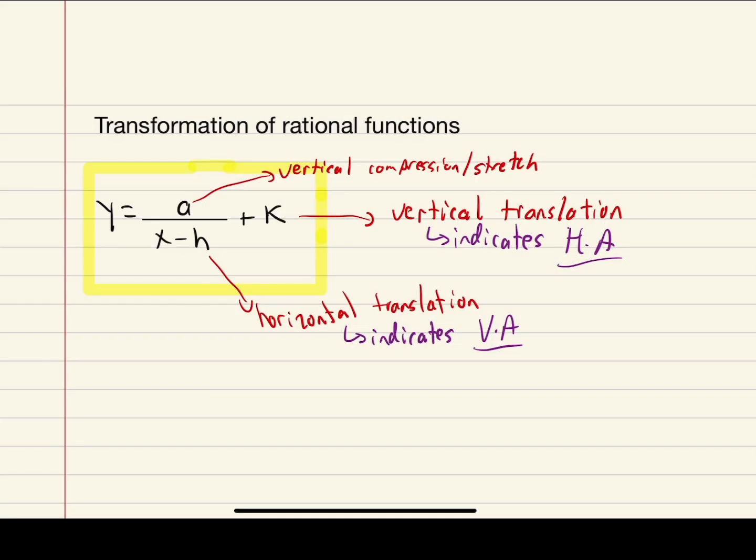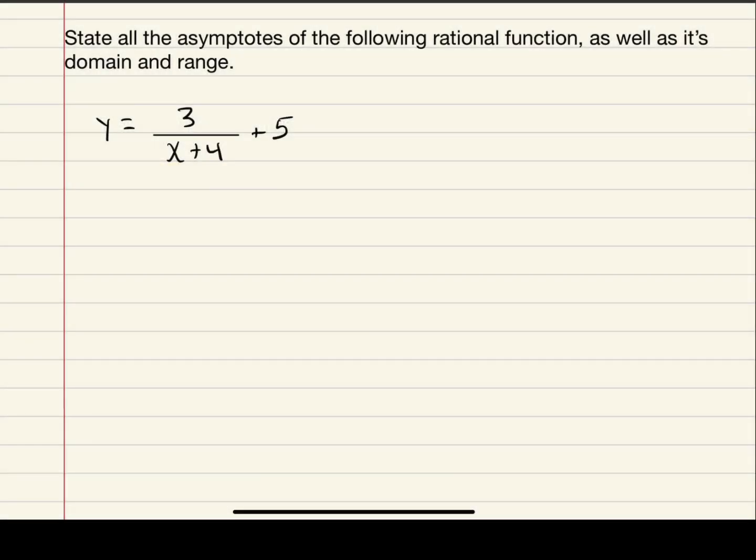And with that, we mean that whatever it equals, we have to figure out what x value is going to get that whole denominator to be 0. So let's say we're asked to state all the asymptotes of the following rational function as well as its domain and range. The first thing we're going to do is identify all the proper variables. So I know that the 3 on top is the a, the 5 on top is going to be the k value, and the 4 here is the h value.